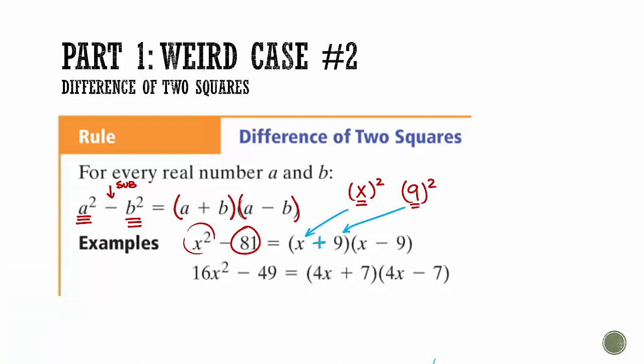One you put a plus in between, the other you put a minus in between. So same thing with this next one. 16x squared is really 4x squared, and 49 is really 7 squared. So 4x and 7 are going to be the numbers that you put in here. One has to have a plus, one has to have a minus.